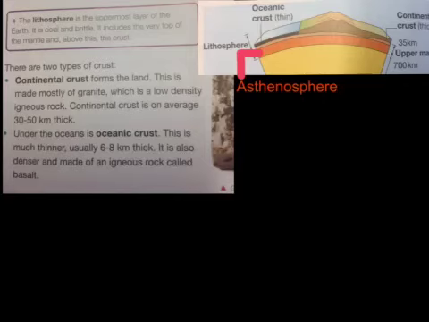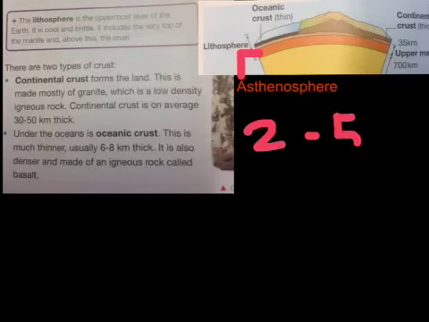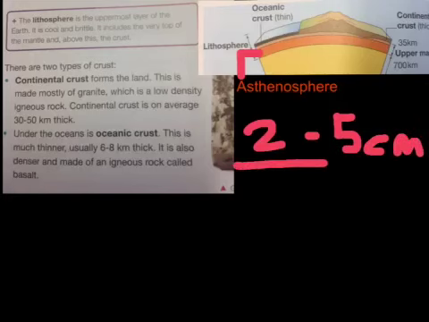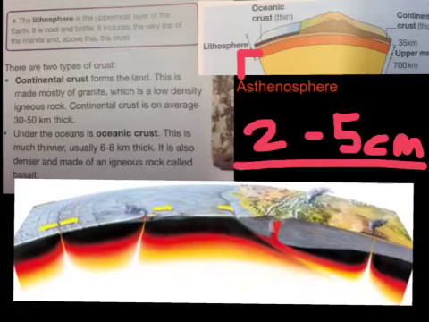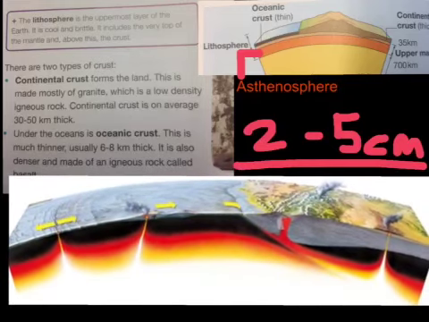Both of these crusts slide around on top of the asthenosphere at a rate of about between 2 and 5 centimetres a year. That's about the rate at which they move, so not particularly quickly. This diagram will hopefully allow us to see a little bit more clearly how the plates move from one section to another. So what we've got here is an area of continental crust, so you could call this South America.